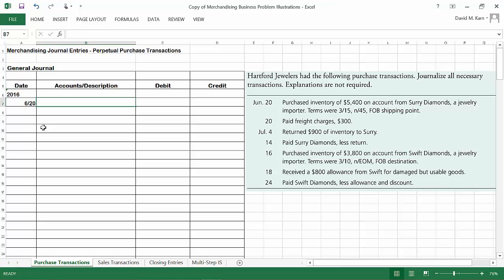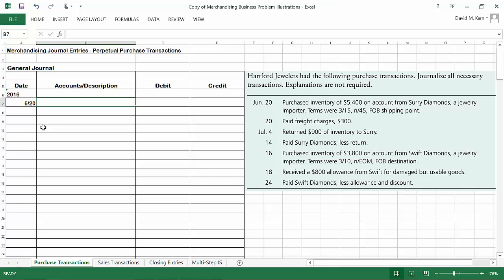Remember, Hartford will pay within 15 days, they will receive a 3% discount on this. Otherwise, the full amount was due within 45 days. And in this case, Hartford, because it's FOB shipping point, must pay the shipping as the buyer.